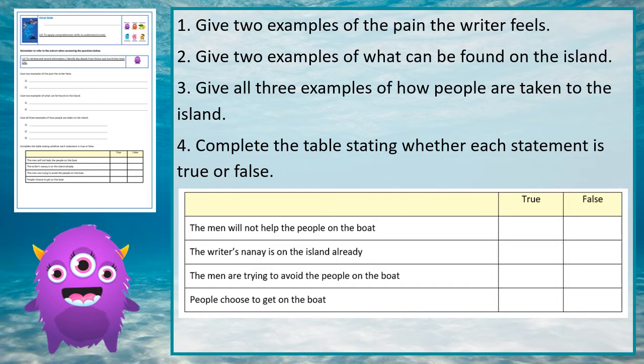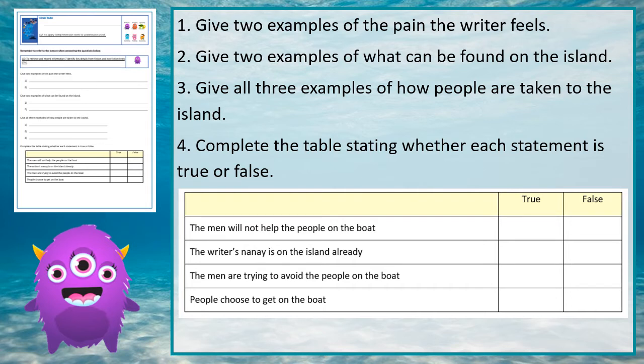So question 1, give 2 examples of the pain that the writer feels. If you can find and copy those exact words, then please do that. Question 2, give 2 examples of what can be found on the island. There may be more than 2 examples of what can be found on the island. You just need to pick 2.